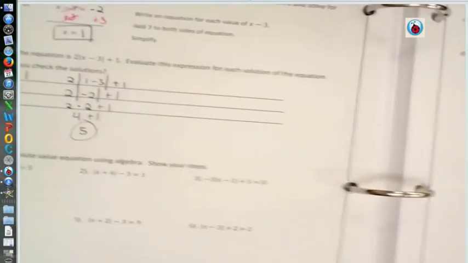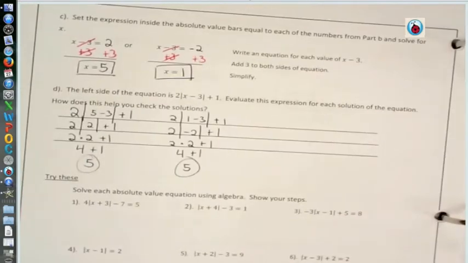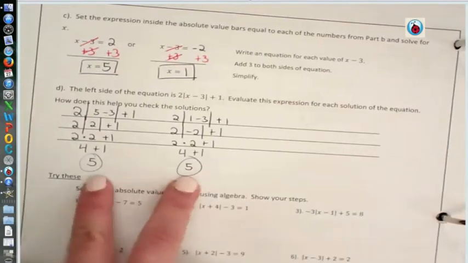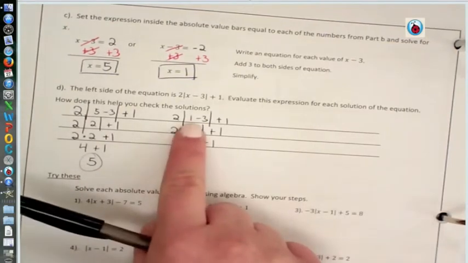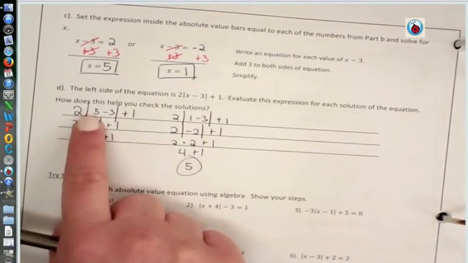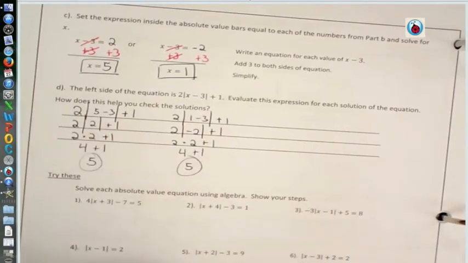So the question is, how does this help you check the solutions? Well, we checked the solution by plugging in our answers, and we got that the left side does actually equal the right-hand side. So it looks like 1 is a solution as well as 5. They are both possible solutions to the equation. So those are our 2 solutions.